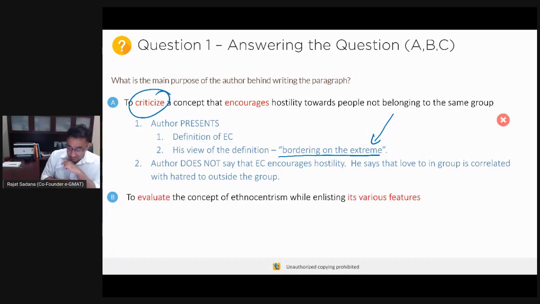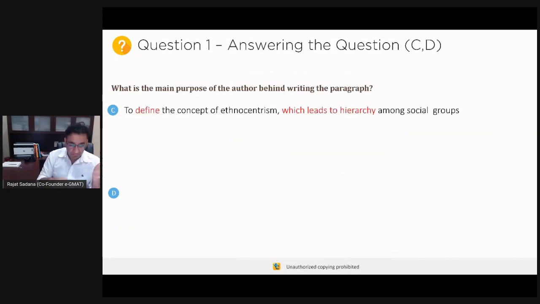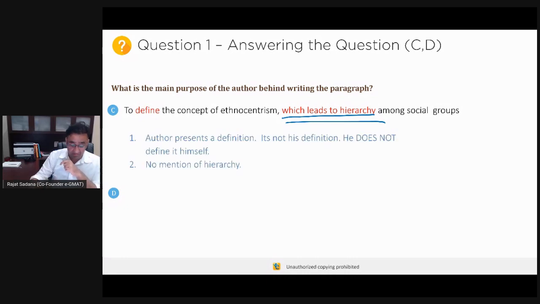Choice B talks about evaluation of a concept. What is evaluation? Evaluation is defining pros and cons of a concept. Now, does the author talk about these are the benefits of EC? These are the downsides of EC? No, he doesn't do that. So this choice is wrong as well. Choice C says, to define the concept of EC, which leads to hierarchy among social groups. The author doesn't define the concept himself. Also, EC doesn't lead to hierarchy among social groups over there. There's no mention of hierarchy.